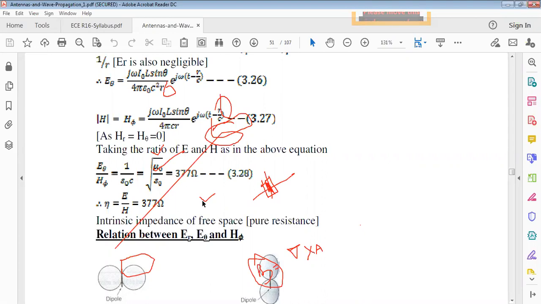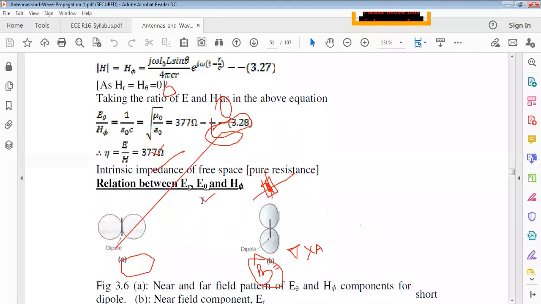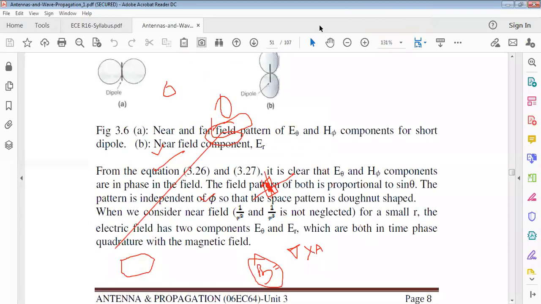But how do we locate that short dipole on the coordinate system? Which component exists or not depends on that. Here, the phi component is 0 in the magnetic field strength. Just see the relation between ER, E theta and H phi.